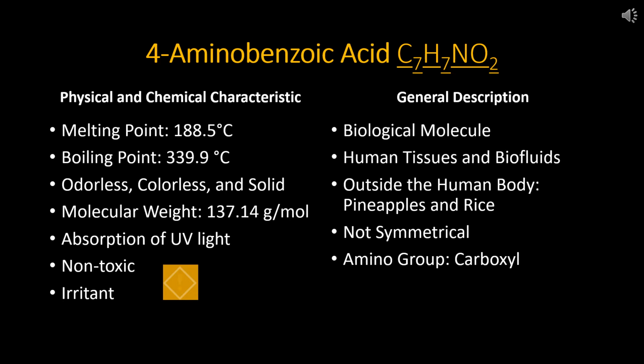Some physical characteristics of 4-amino benzoic acid are that the melting point is 188.5 degrees Celsius. The boiling point is 339.9 degrees Celsius. 4-amino benzoic acid is an odorless, colorless crystal that discolors on exposure to light and air. It is also a solid.